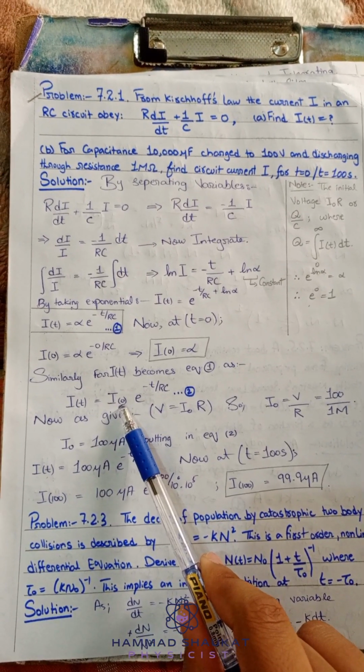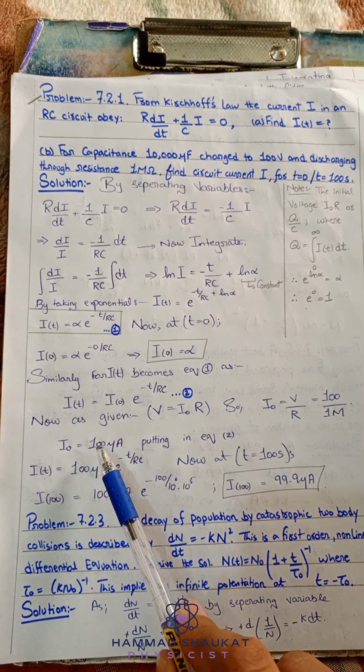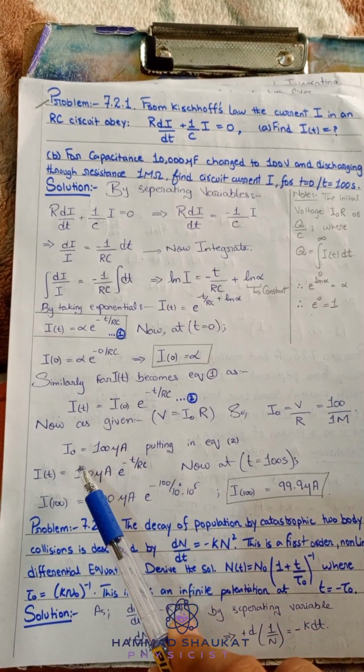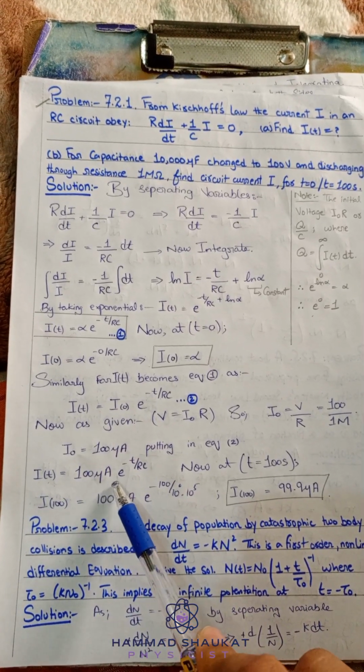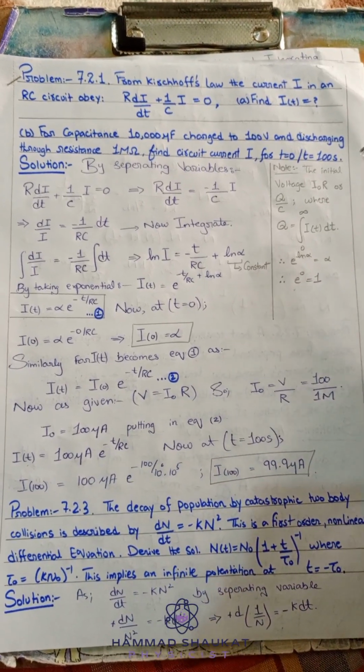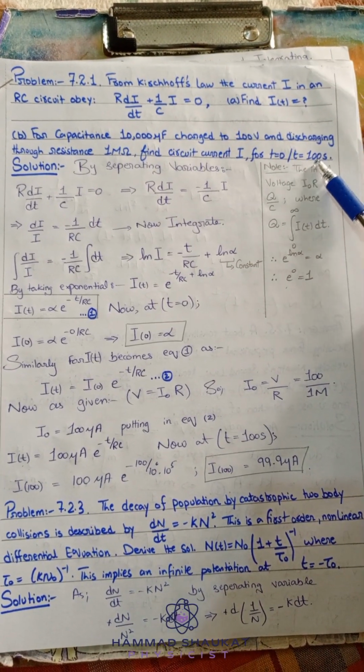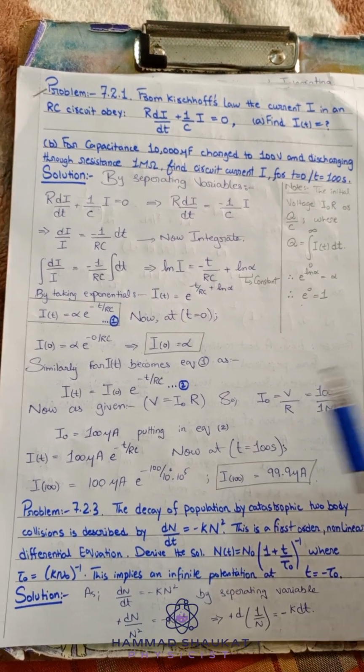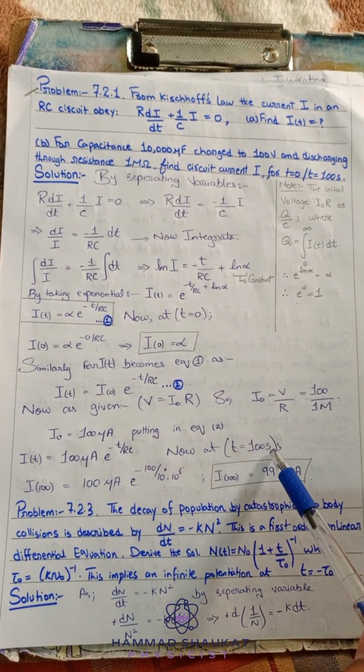So you have to put I naught as 100 micro ohms. I just replace I naught by 100 micro ohms, and e power minus t by RC remains. Now the other thing is, you have to find the value of current at time equals 100 seconds. So put the value of t, which is 100 seconds.